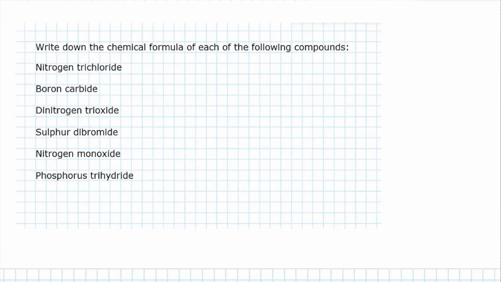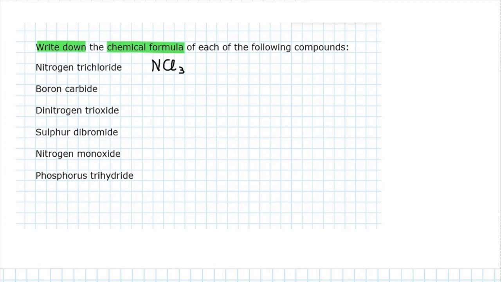The instructions for the last examples in this video say, write down the chemical formula of each of the following compounds. The first one is nitrogen trichloride. We have no prefix on the nitrogen, so we know that this substance is going to be N. Chloride refers to chlorine atom, so we write down Cl. Tri tells us that this molecule contains 3 chlorine atoms, so we use the subscript 3 to refer to the 3 chlorine atoms.